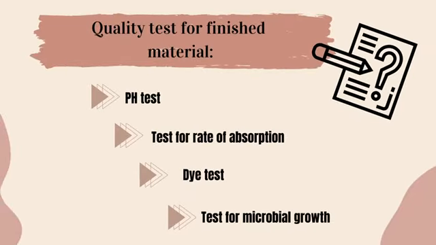Quality test for finished material. First, pH test. Second, test for rate of absorption. Third, dye test. Fourth, test for microbial growth.